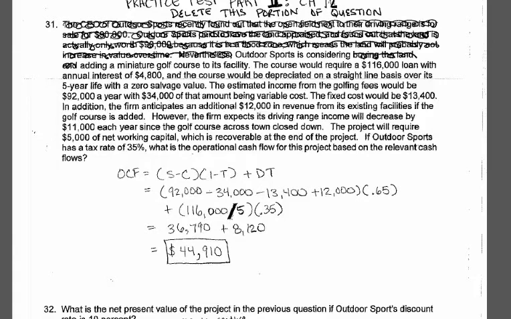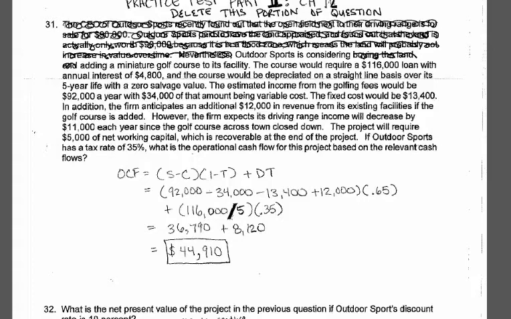In addition, the firm anticipates an additional $12,000 in revenue from its existing facilities if the golf course is added. This is called a positive side effect. If you remember from the lecture, that is relevant. That would be added. However, the firm expects its driving range income will decrease by $11,000 each year since the golf course across town closed down. Well, that has nothing to do with this project. That's something totally different. So that's not relevant at all.